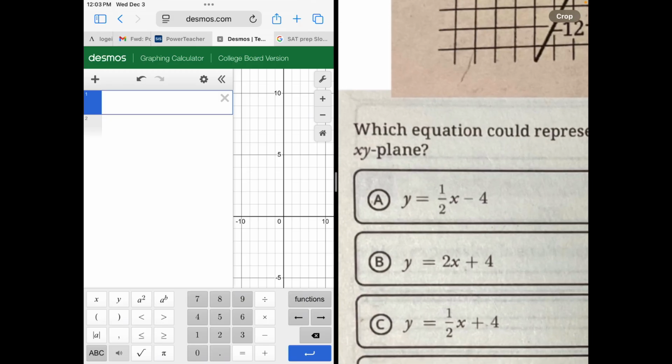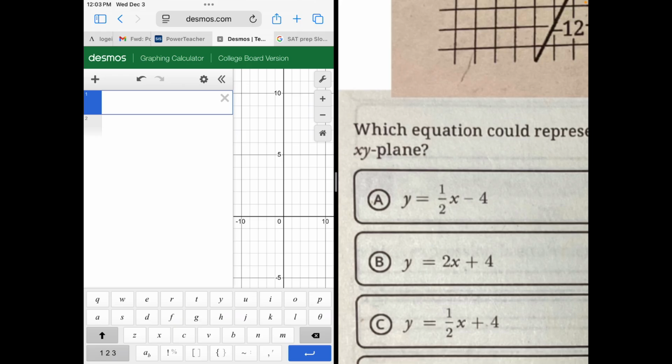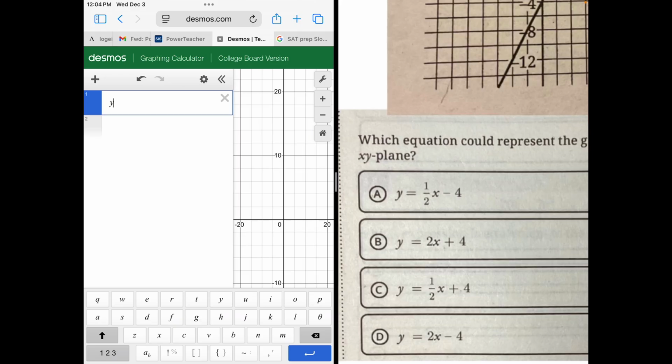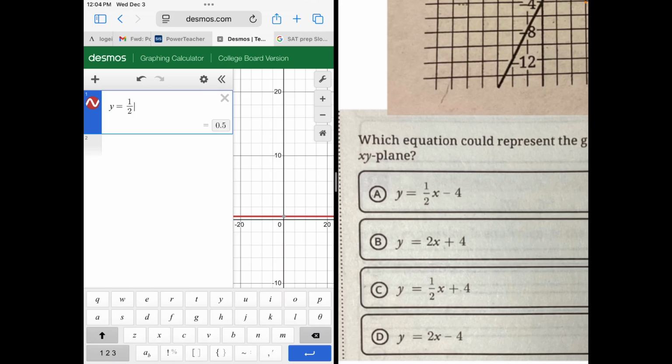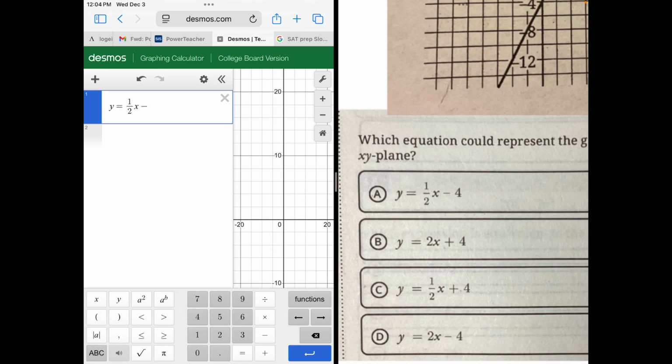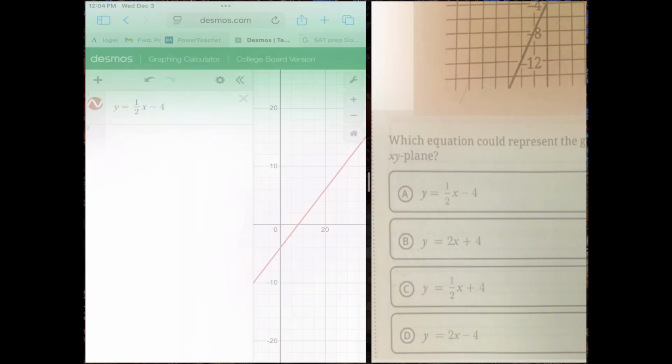So answer choice A is going to be Y equals 1 divided by 2. That's going to give us a fraction. Then we have to put our cursor beside the fraction, put in our X. You can do this on the keyboard if you're working off of a laptop. Minus 4. And let's see if that gives us a graph that looks like the graph in the picture.